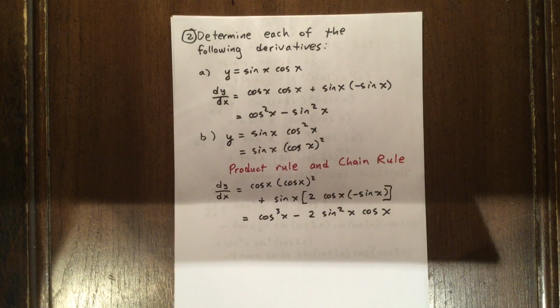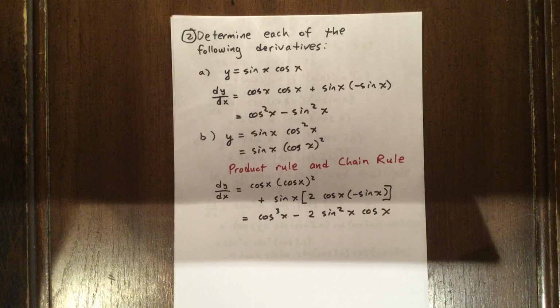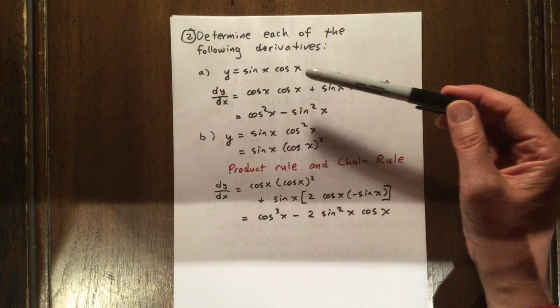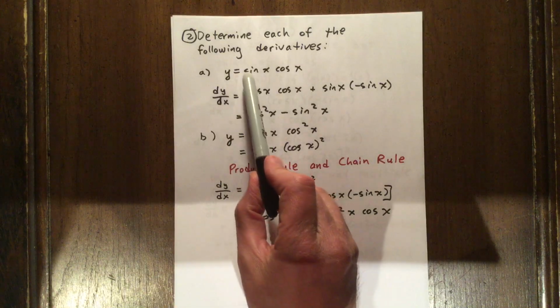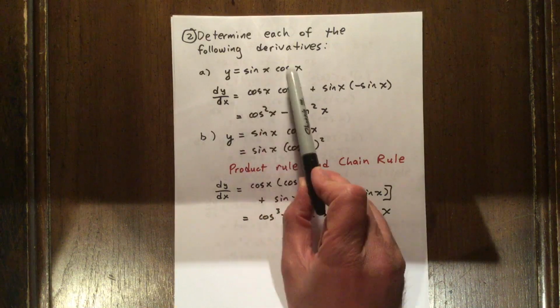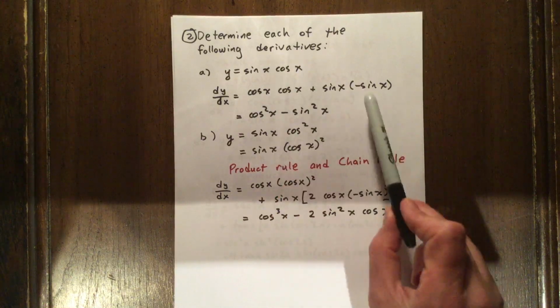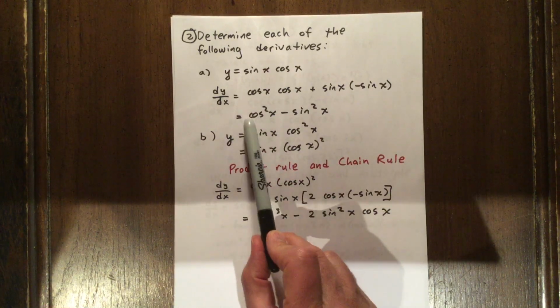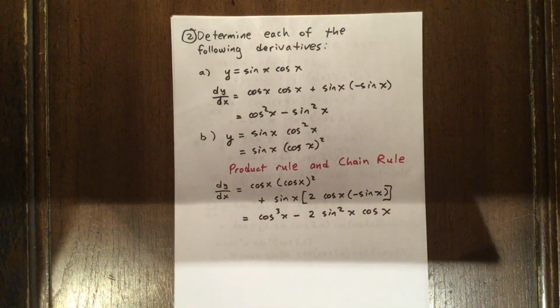Now, these next questions get a little bit more complicated. We have y equals sine x cos x. This is a situation where we want to use a product rule. The first function is sine x, and the second function is cos x. So we figure out the derivative of the first times the second, so that's cos x, plus the first times the derivative of the second. So the first function is sine x. The derivative of the second function is negative sine x. So we end up with cos squared x minus, because there's a negative sign there, sine squared x.